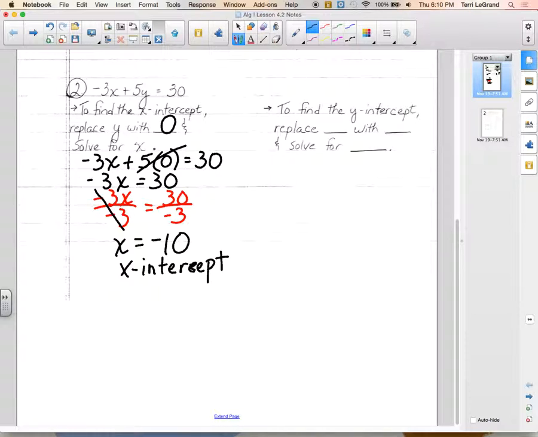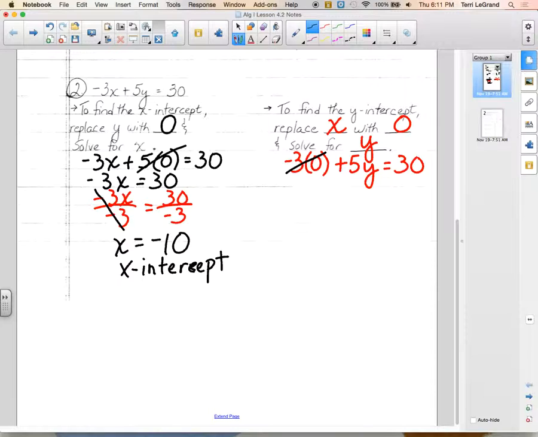Okay, to find the y-intercept for the same equation, or any linear equation for that matter, you're going to replace, remember this time, it's the x value that's going to be 0, so we'll replace the x with 0, and we'll solve the equation for y this time because we're looking for the y-intercept. So we're going to put 0 in for x and solve this equation for y.